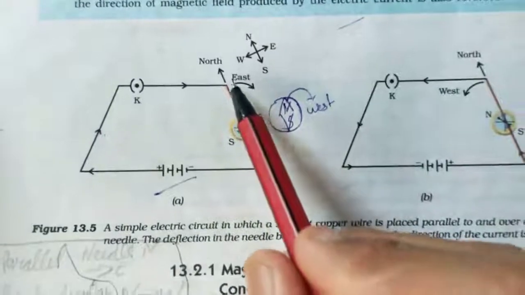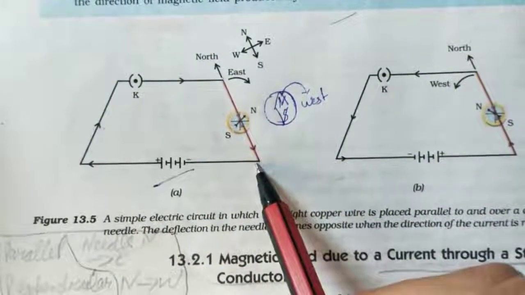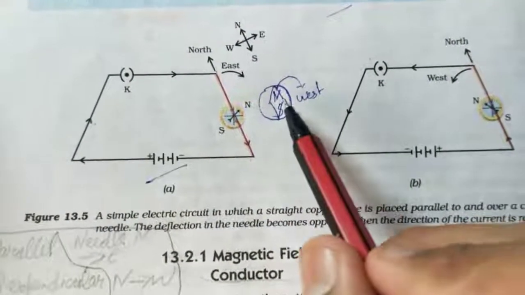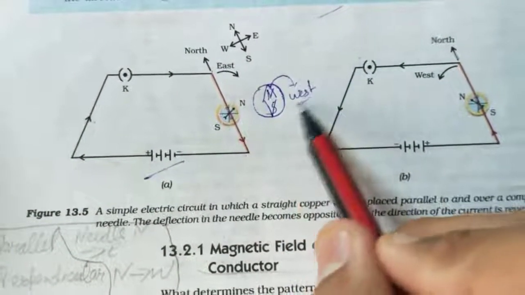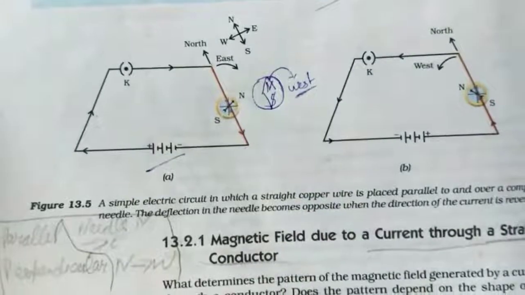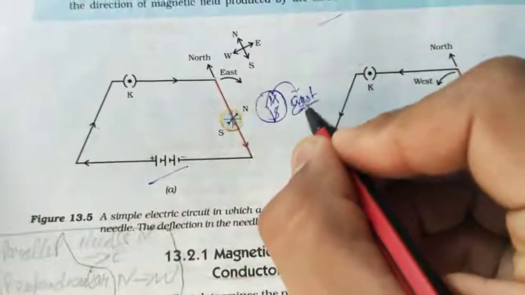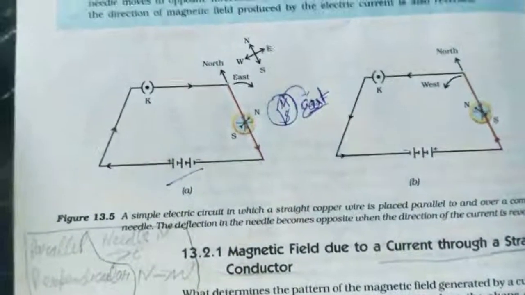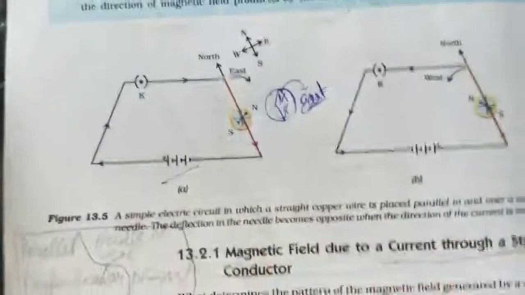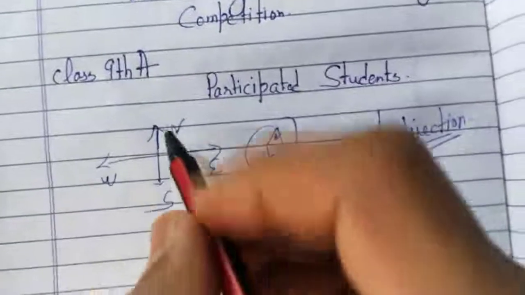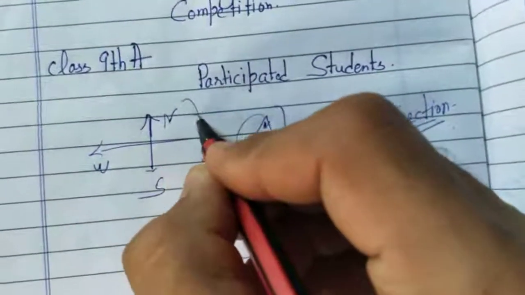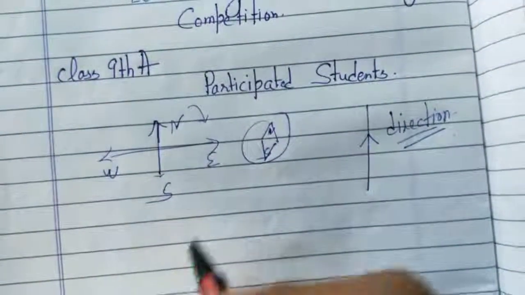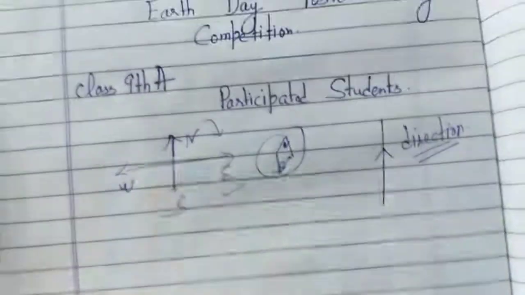When the current is flowing from north to south direction, the north pole of the magnetic compass will get deflected toward the east. Means when the current is flowing from north to south, the needle gets deflected toward east. The north pole of needle will get deflected toward east. This is case number 1.